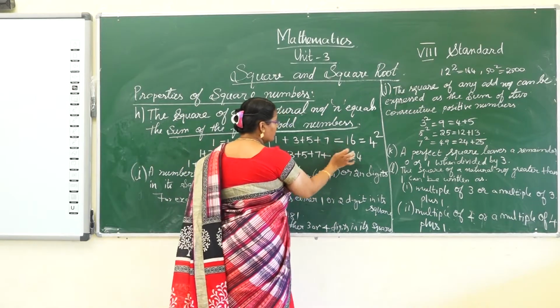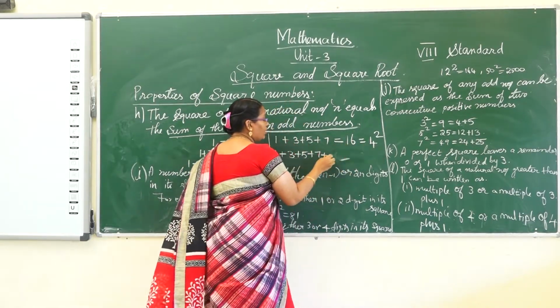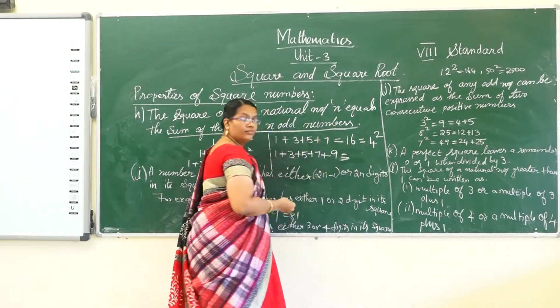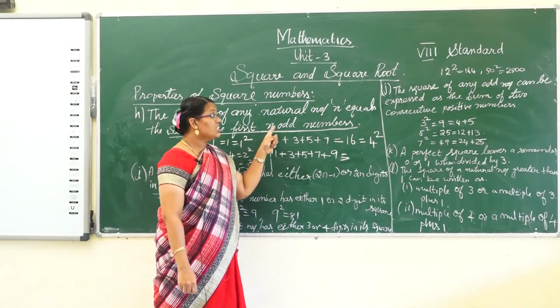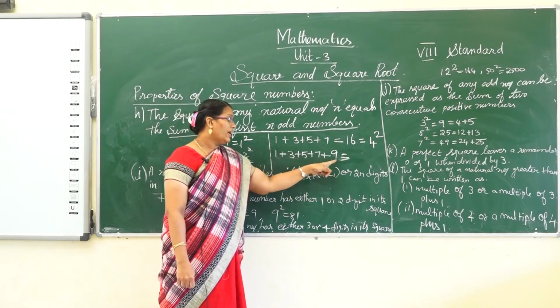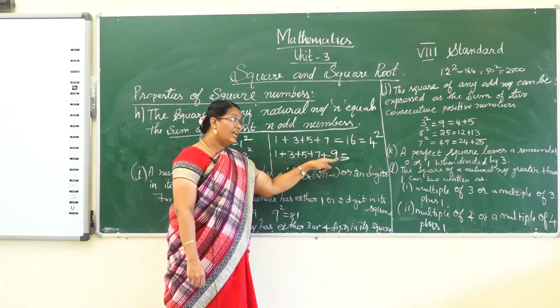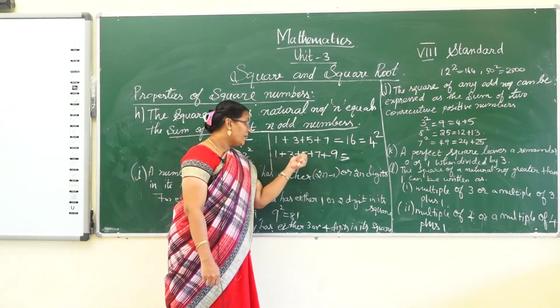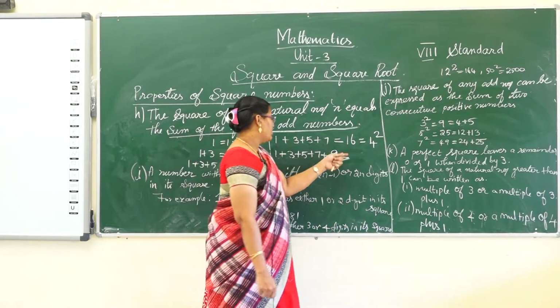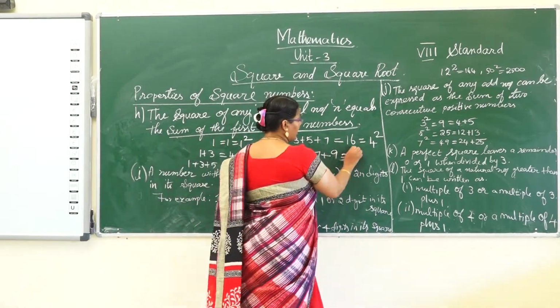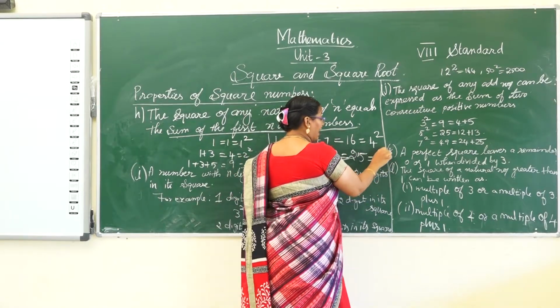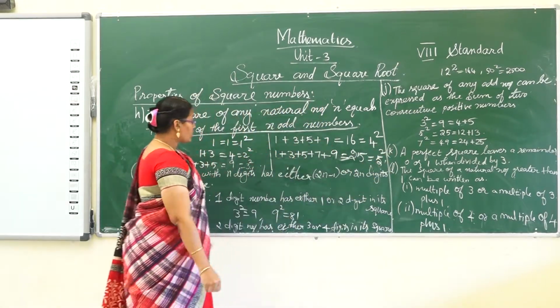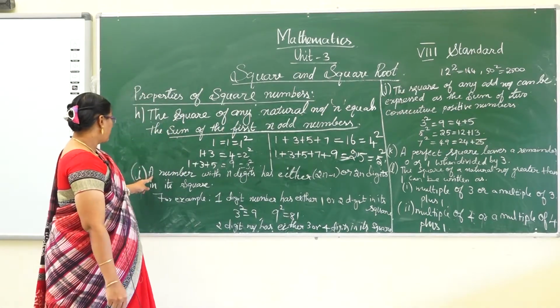Sorry, 8 is not an odd number. Okay, 9. We add only the sum of the first n odd numbers. 8 is an even number, so we will put the 9. 1 plus 3 plus 5 plus 7 plus 9. So 16 plus 9 is 25. It can be written in the form of 5 square. Now see the next property.